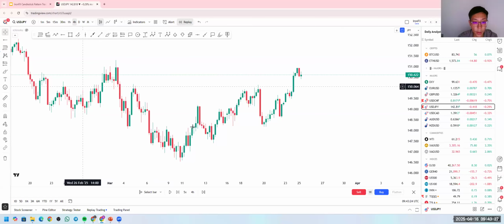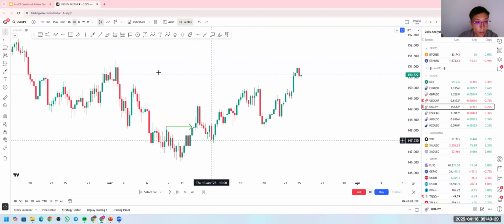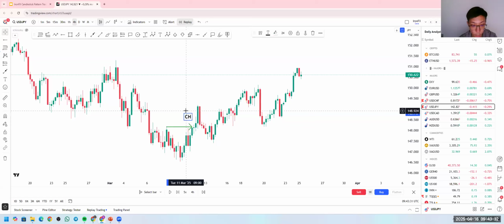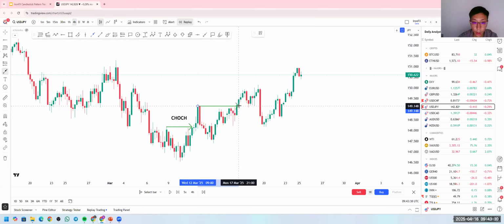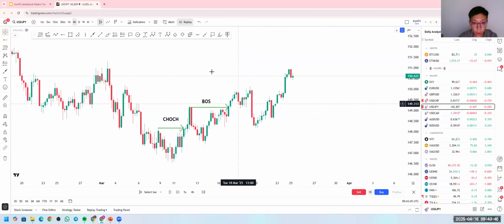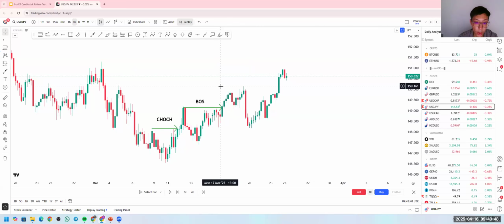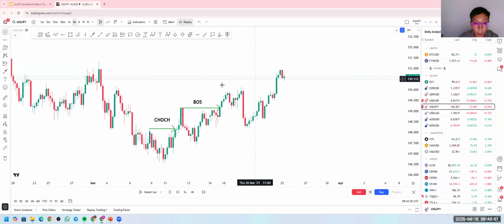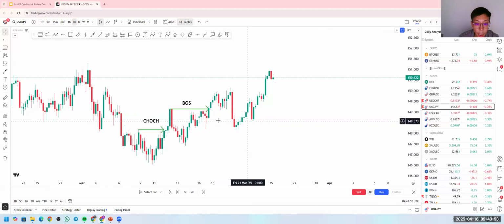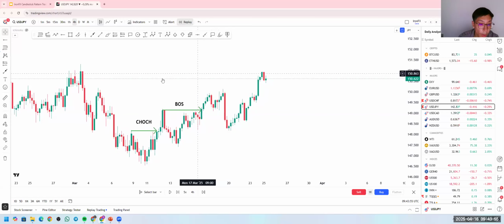Then the next thing we are looking at is how price actually reversed from here. This is our change of character. Then right here, another level, which is a breakout of structure. So at this point, I'll be looking for buys already. I'll be looking for any buy opportunities, which will be here, this level.